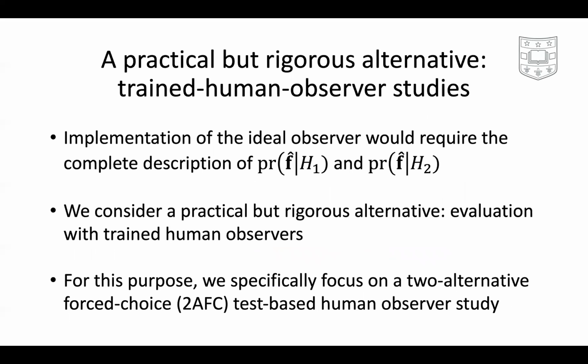Implementation of the ideal observer would require the complete description of the probability distributions under both hypotheses. However, these are typically unavailable, especially when the task is to distinguish between the real and simulated images. Thus, we consider a practical but rigorous alternative, namely evaluation with trained human observer studies. Our goal here is to have an observer that sets an upper limit to the performance of any available human observer. And for this purpose, we specifically focus on a two alternative forced choice test, or 2AFC test-based human observer study.